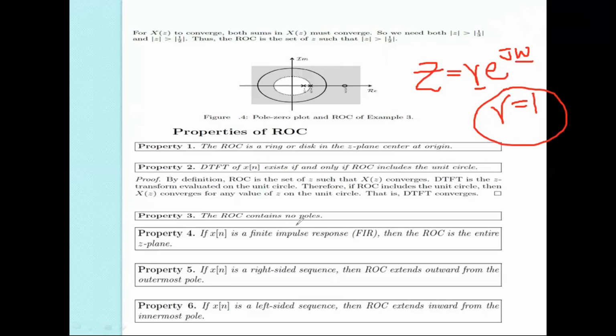The third property says that the ROC contains no poles. The fourth property says that the entire Z plane is the ROC when x[n] is a finite impulse response. The ROC being outward from the outermost pole means x[n] is a right-sided sequence. And the sixth property says that the ROC extends inward from the innermost pole, meaning a left-sided sequence.